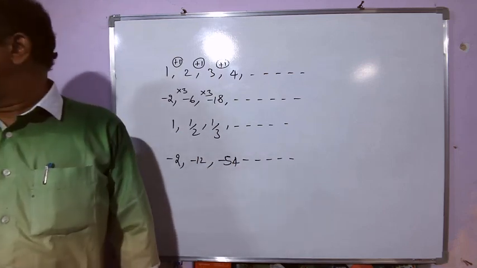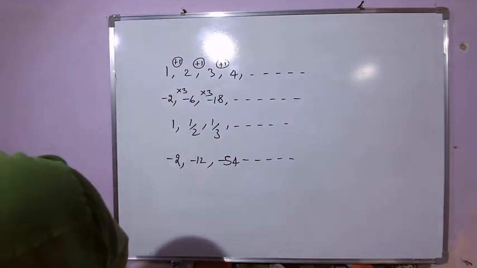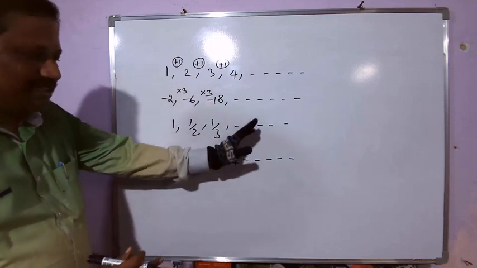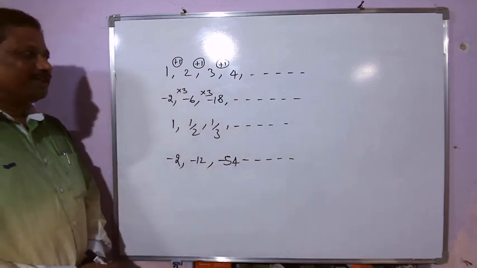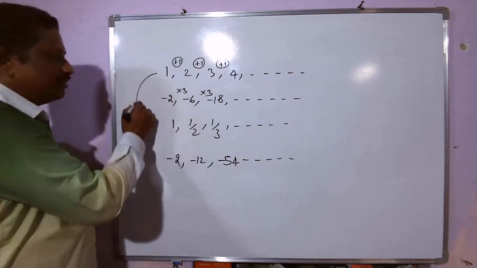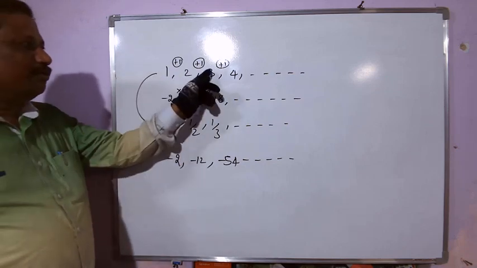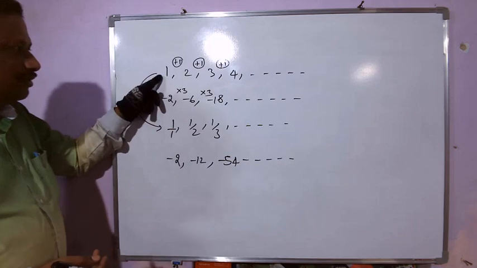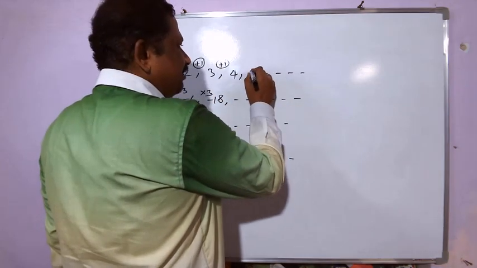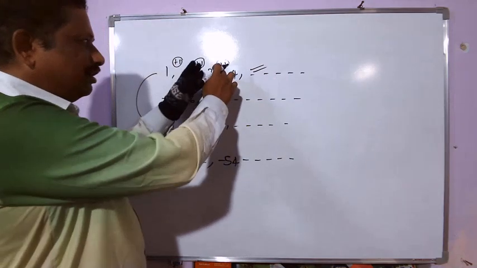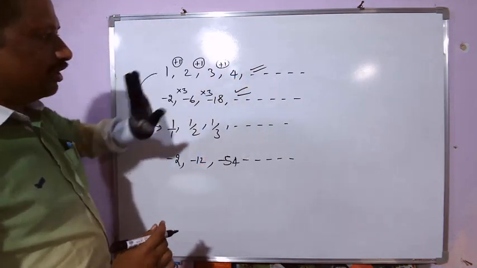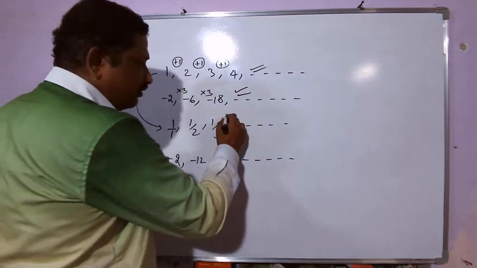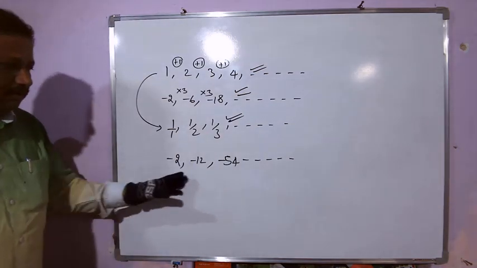Here you see how these numbers are arranged. Carefully observe the difference. These numbers are reciprocals of these numbers: 1/1, 1/2, 1/3, 1/4, and so on. So these numbers are arranged in a different way, and these numbers are different from those numbers. If you compare these two, both are different. And if you compare this arrangement with these two, these are also different. Now what about this one?